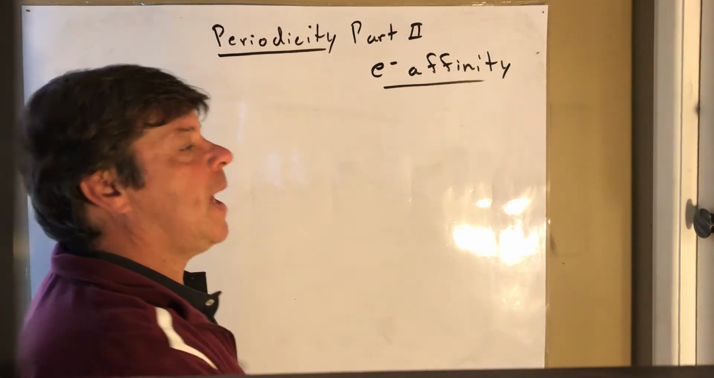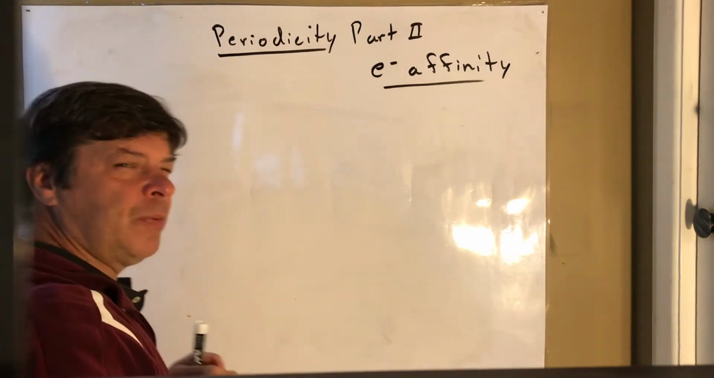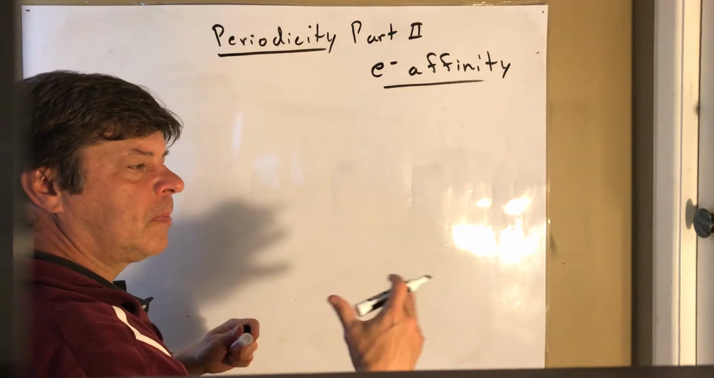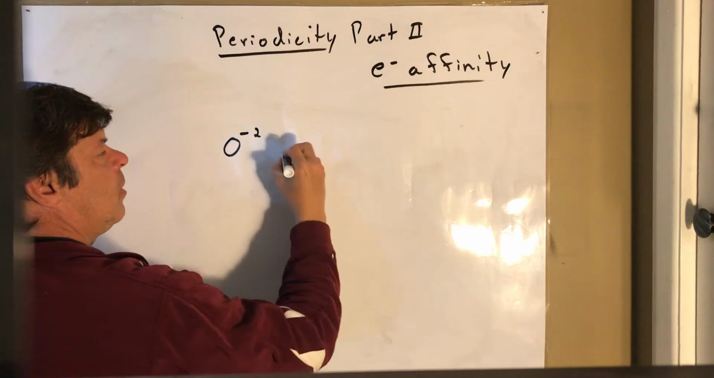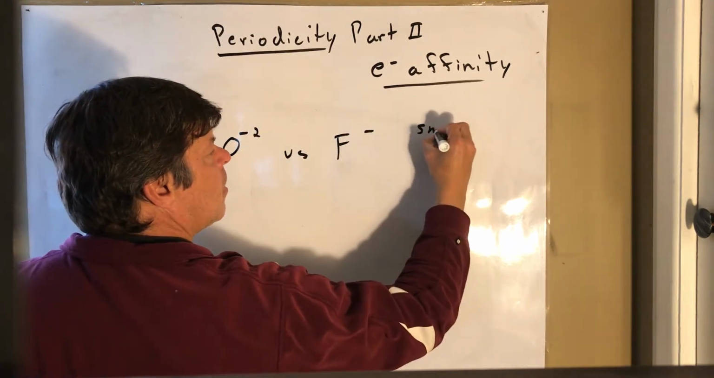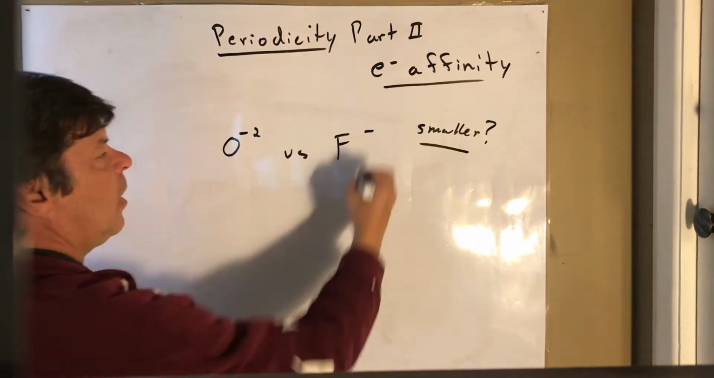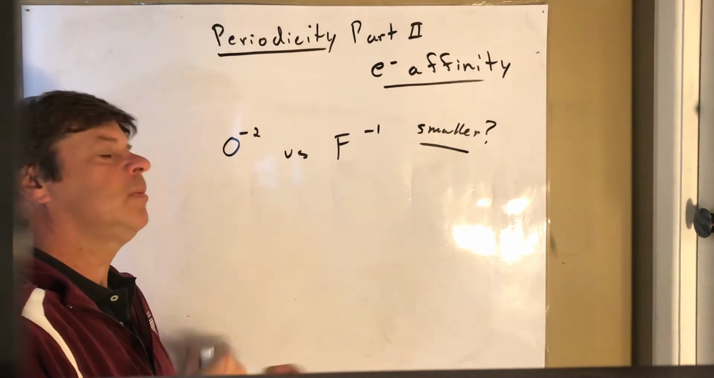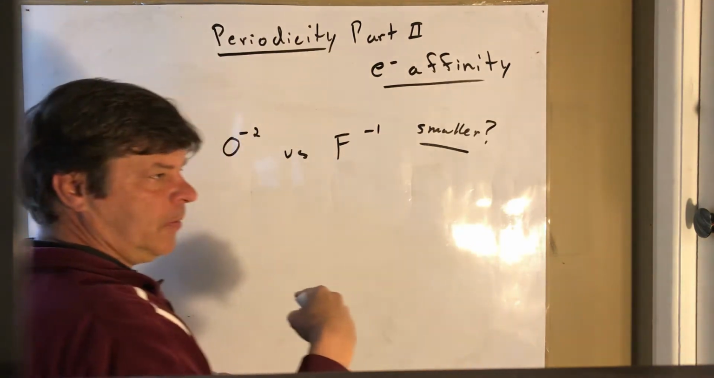But let's look at something just to review some things about atomic size and things like that. Okay, so let's look at oxide versus fluoride. Which one's smaller? All right, so tell you what, why don't you pause that video and just think about it. Look at your periodic table, think about it, see what you can do. All right, did you get it? Well, let's figure it out.